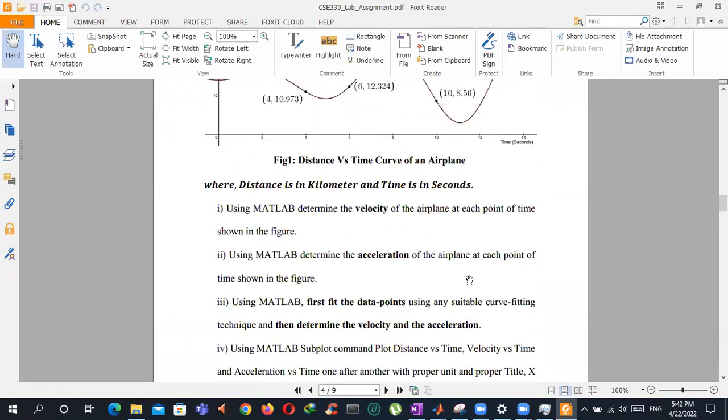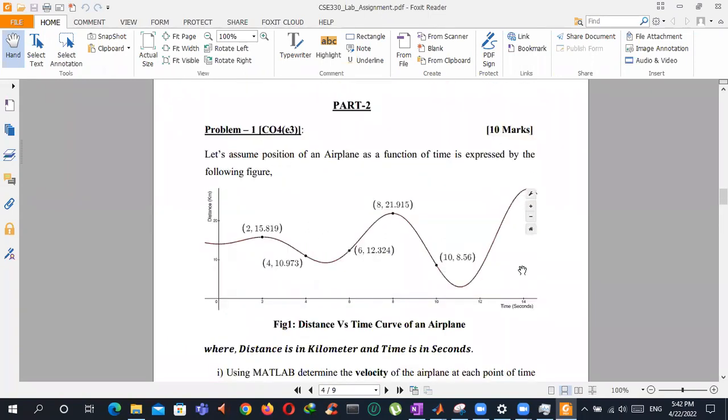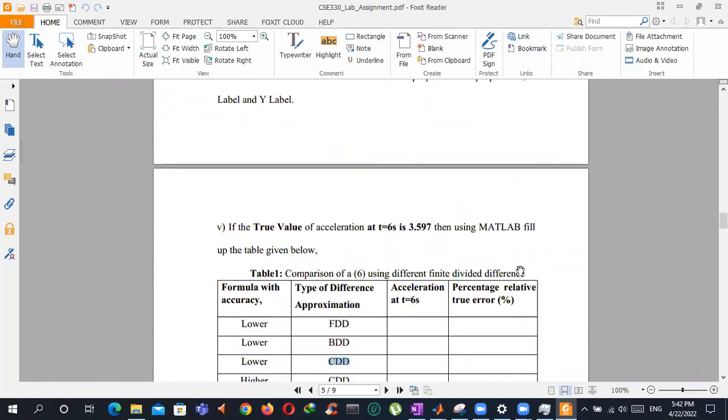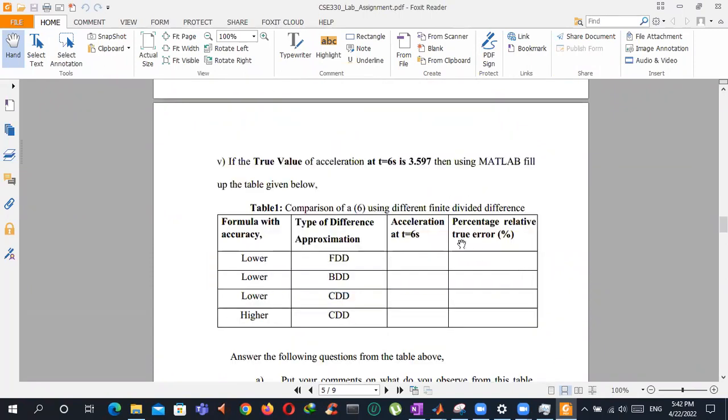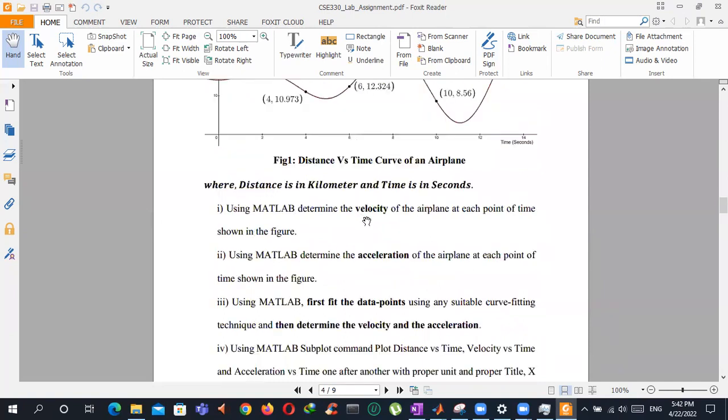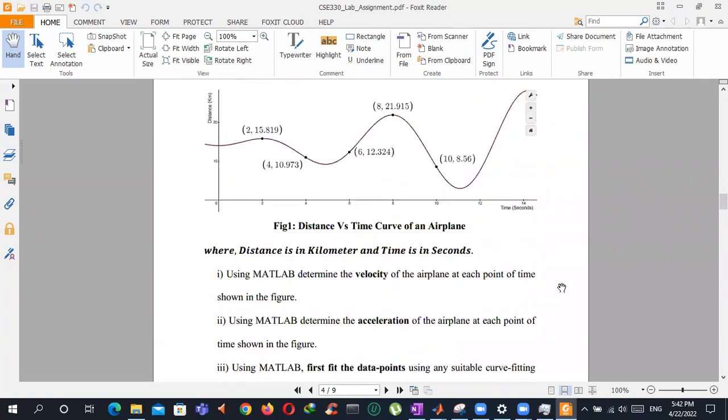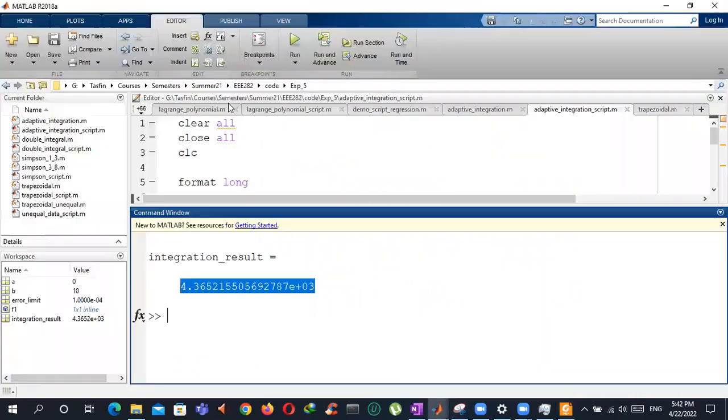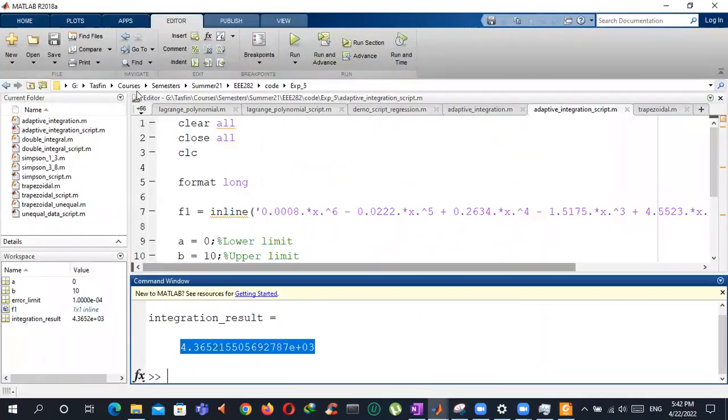Okay, the first thing you have to do is to fit the curve. Okay, let's solve this problem. I guess I tried to solve the problem in some code previously.